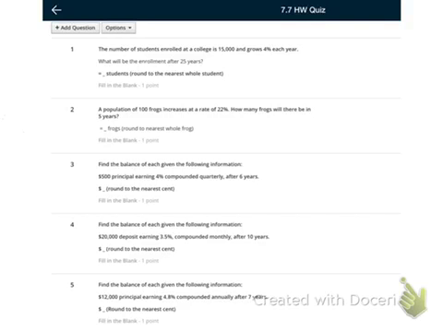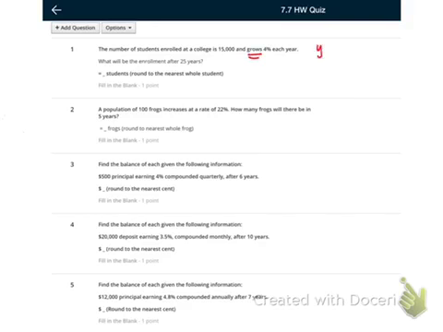And then really, after you have the equation set up, you can plug the entire thing into a graphing calculator, a regular calculator, or Desmos if you need to. So let's just look at a couple of these. For question 1, it says the number of students enrolled at a college is 15,000 and grows 4% each year. Because they're talking about growth here, this is going to be exponential growth.